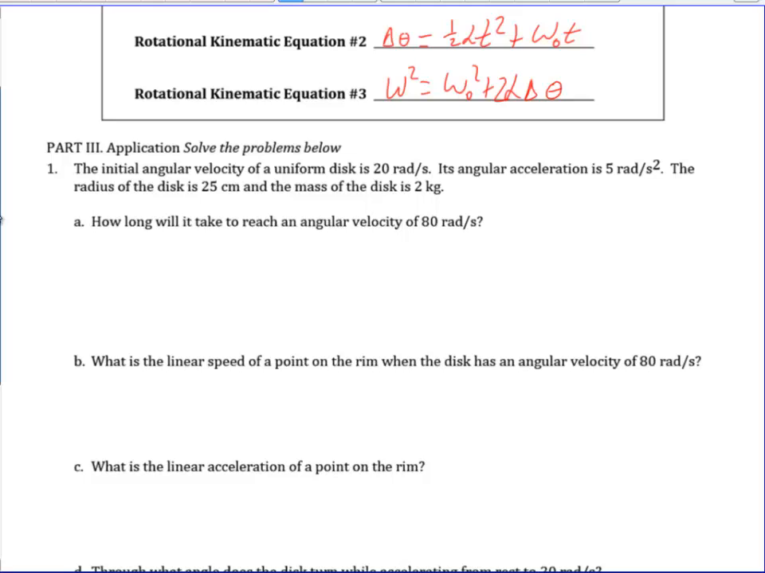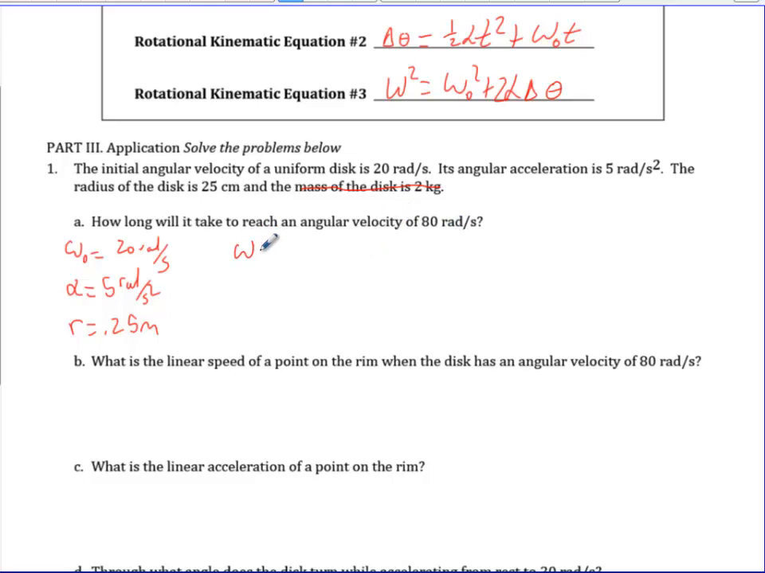The initial angular velocity of a uniform disk is 20 radians per second. Its angular acceleration is 5 radians per second squared. The radius of the disk is 25 centimeters, and the mass of the disk is 2 kilograms. We're not really going to have to worry about that, but whatever. How long will it take to reach an angular velocity of 80 radians per second? So I know omega naught equals 20 radians per second. I know its angular acceleration, alpha, is 5 radians per second squared, and I know the radius of the disk, r equals 0.25 meters, if I care.